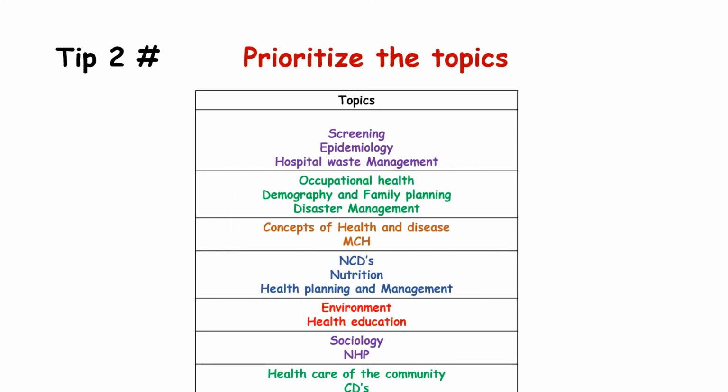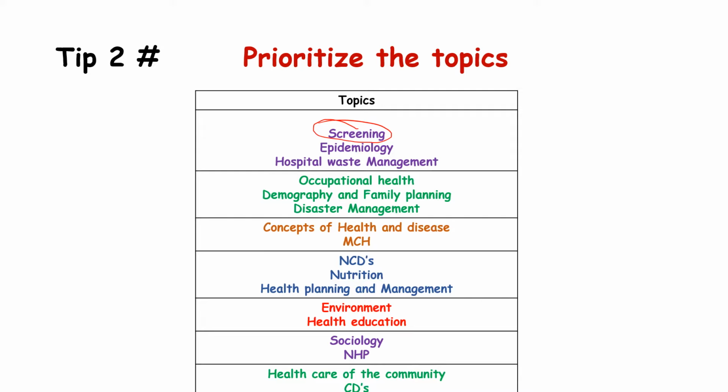Here comes tip number 2. Now, once you have made the list of all the important questions, the next thing that you must do is to prioritize the topics which you will be reading first. My personal opinion is to start with a smaller topic which has got more weightage than to start with a huge topic with similar weightage. For example, here I am suggesting you to start with a topic like screening, which is very small, but it has got high weightage.